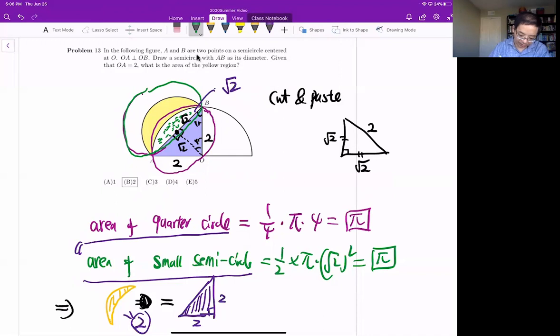So we get this curved part is the same as this purple part, the purple right triangle. So we check at this too.